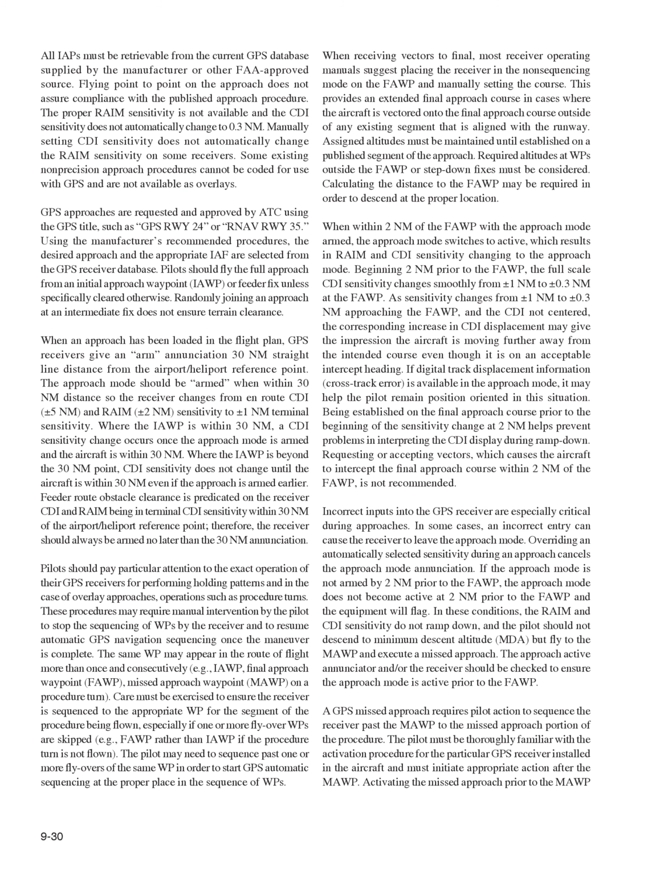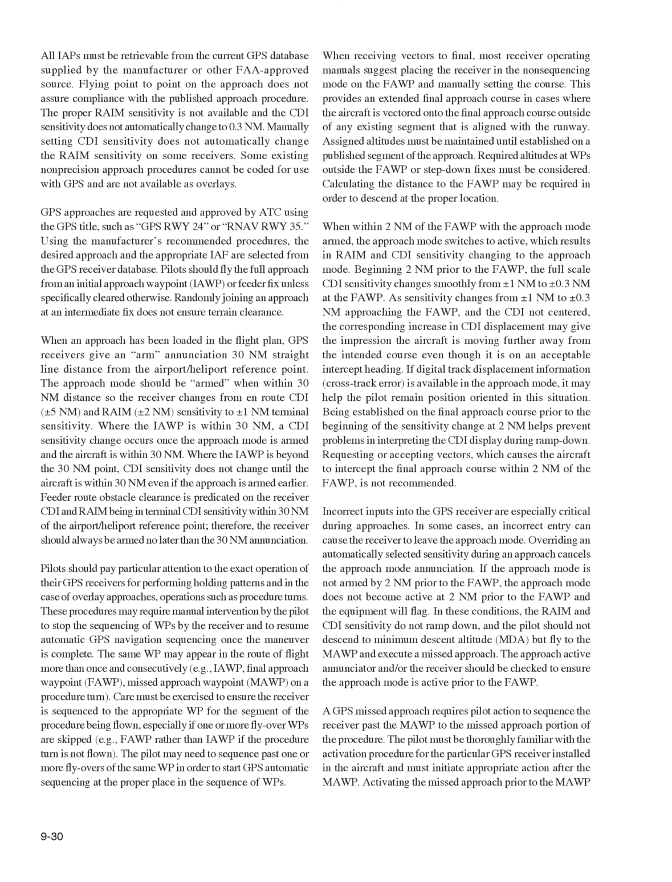When an approach has been loaded in the flight plan, GPS receivers give an arm annunciation 30 nm straight line distance from the airport/heliport reference point. The approach mode should be armed when within 30 nautical miles distance so the receiver changes from en route CDI, plus or minus 5 nm, and RAIM, plus or minus 2 nm, sensitivity to plus or minus 1 nm terminal sensitivity. Where the IAWP is within 30 nm, a CDI sensitivity change occurs once the approach mode is armed and the aircraft is within 30 nautical miles.